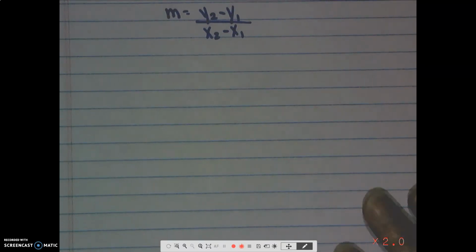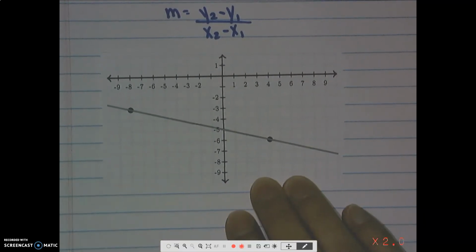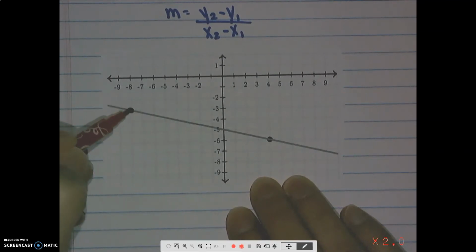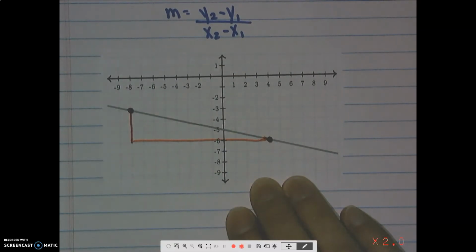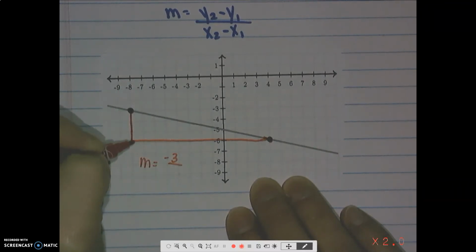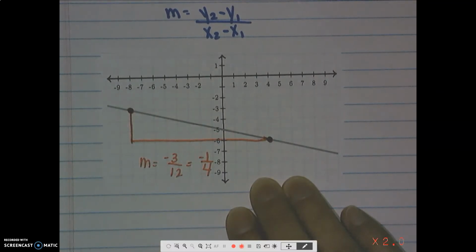Let's take a look at this one here. We have another graph. Again, we have 2 points. We're going to create a triangle. And we're going to count rise over run from the left point to the right-hand point. Again, we're counting by ones on both axes, so we're good to go. Here we're going down 3, and then we're going right 12 spaces. Since both of those are divisible by 3, we would get a slope of -1/4. And again, that makes sense since we're going downhill here.